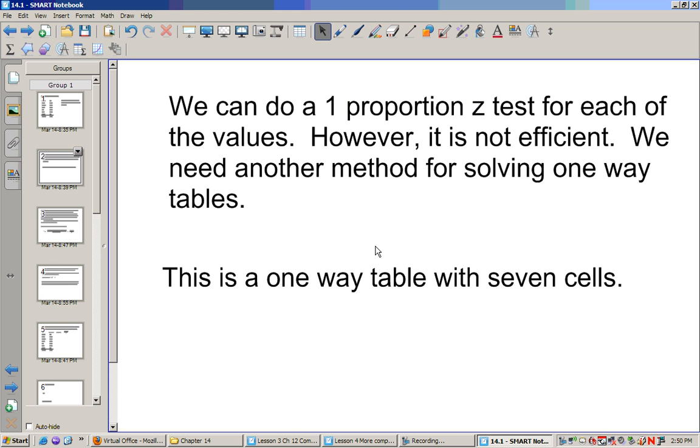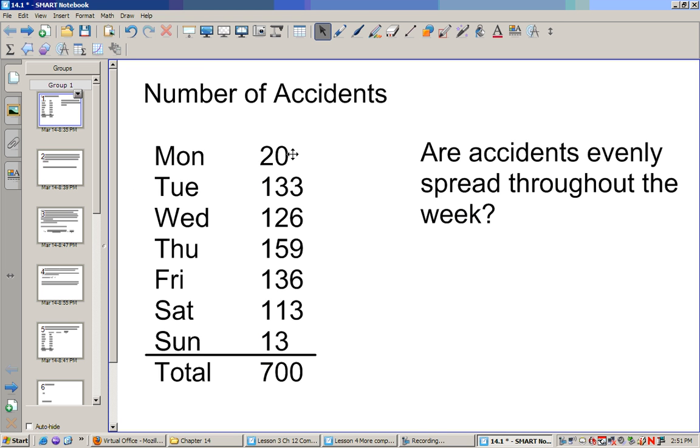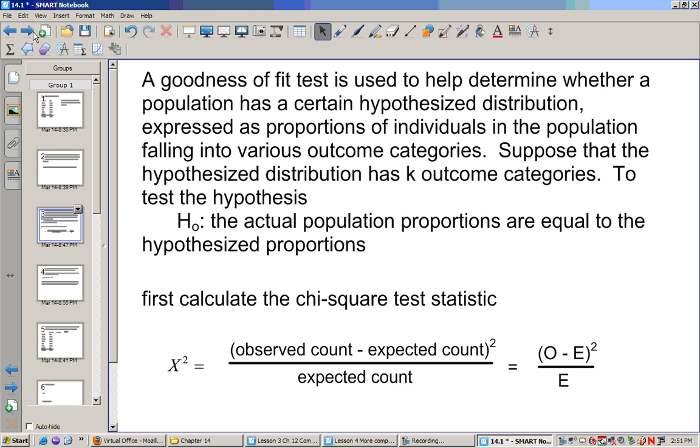We want a method for solving one-way tables. This is a one-way table that has 7 cells. So we use this thing called a goodness-of-fit test. The goodness-of-fit test is used to determine whether a population has a certain hypothesized distribution, expressed as proportions of individuals in a population falling in various outcome categories.